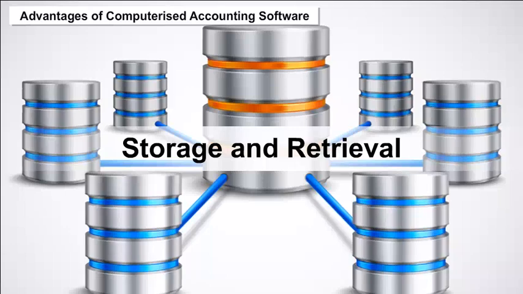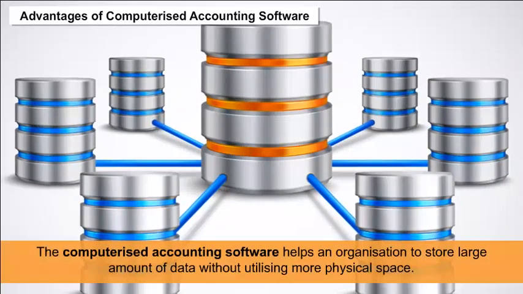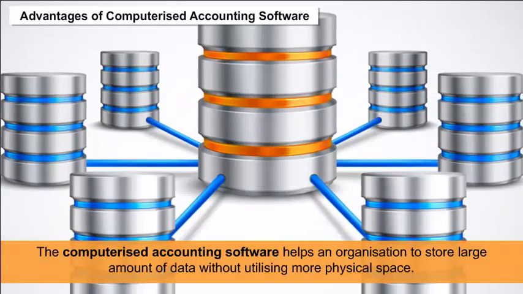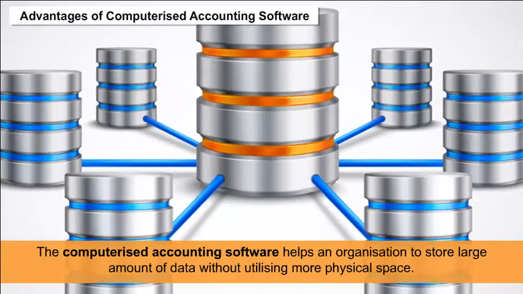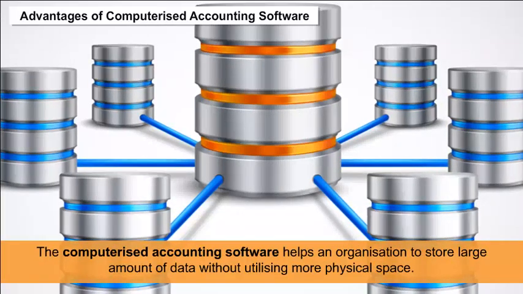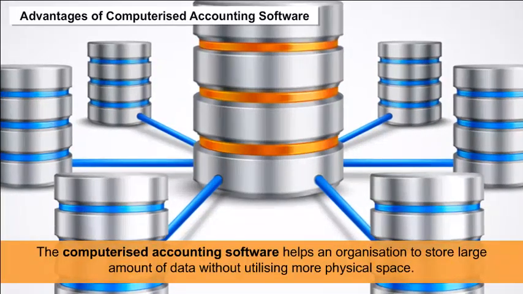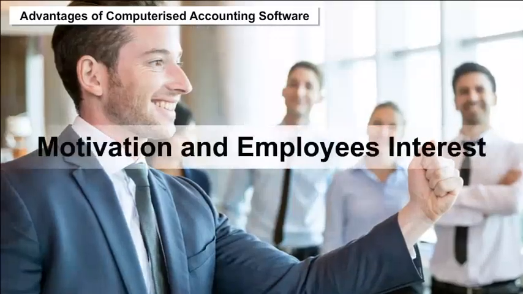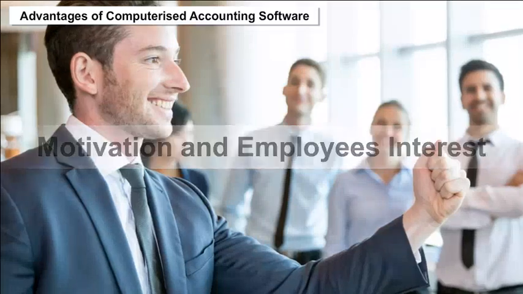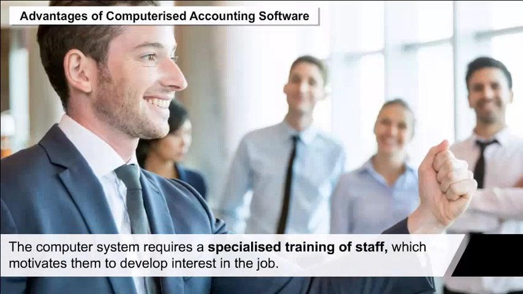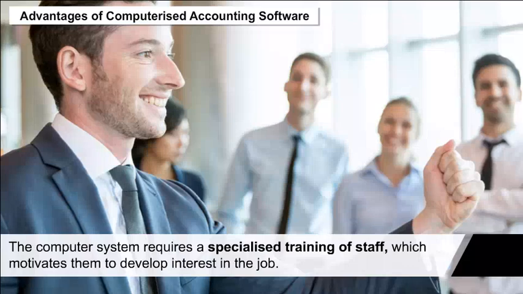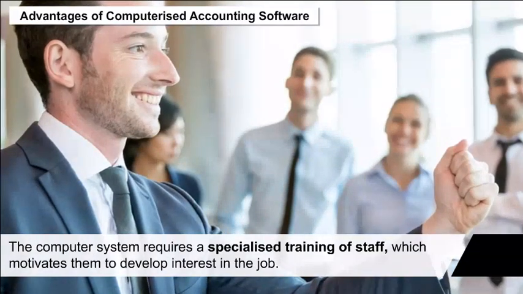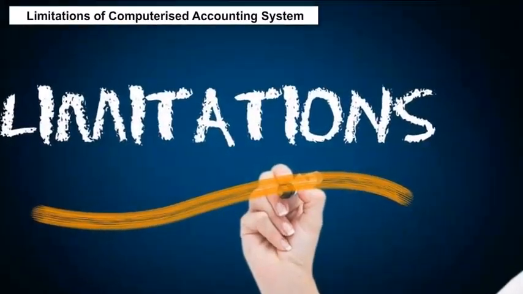Storage and retrieval. The computerized accounting software helps an organization to store large amounts of data without utilizing more physical space, and data can be easily retrieved as and when required by the user. Motivation and employees' interest. The computer system requires specialized training of staff, which motivates them to develop interest in the job. Limitations of computerized accounting system.